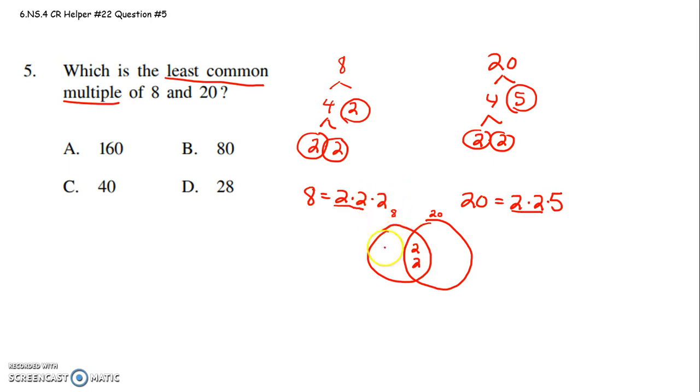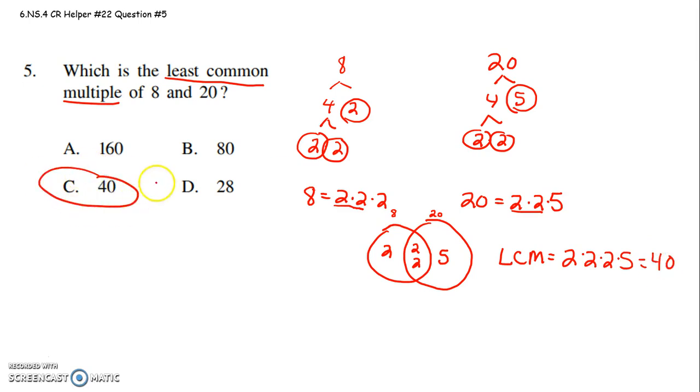Now, hanging out here with the 8, I have another 2. Hanging out here with the 20, I have another 5. And then to find the least common multiple, you just multiply 2 by 2 by 2 by 5. 2 times 2 is 4, times 2 is 8, times 5 is 40. The least common multiple is 40. So that's method 1.